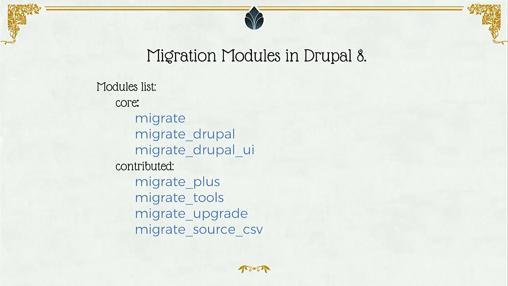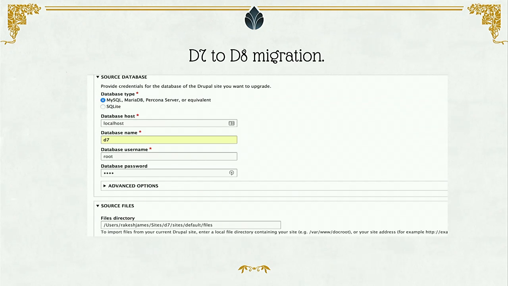Then you go to the configuration for the migrate upgrade, and you'll get this kind of page. It's very straightforward. You can see which database you are using, which database you're going to use, where it is hosted, and what the database name is. You get this UI in D8. Then click update. That's all you need to do for D7 to D8.